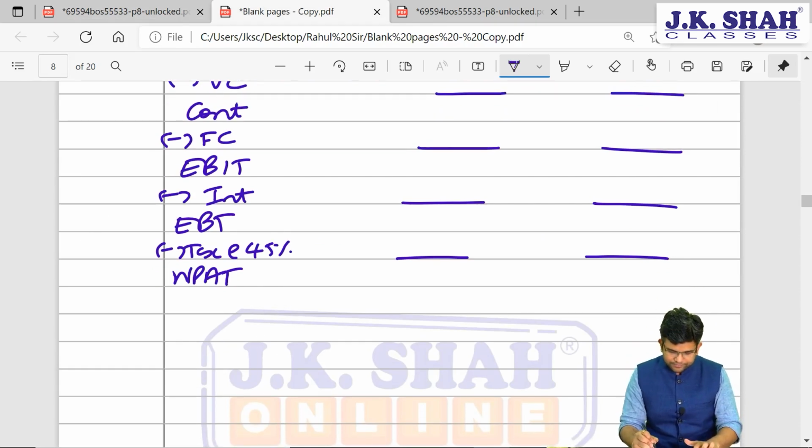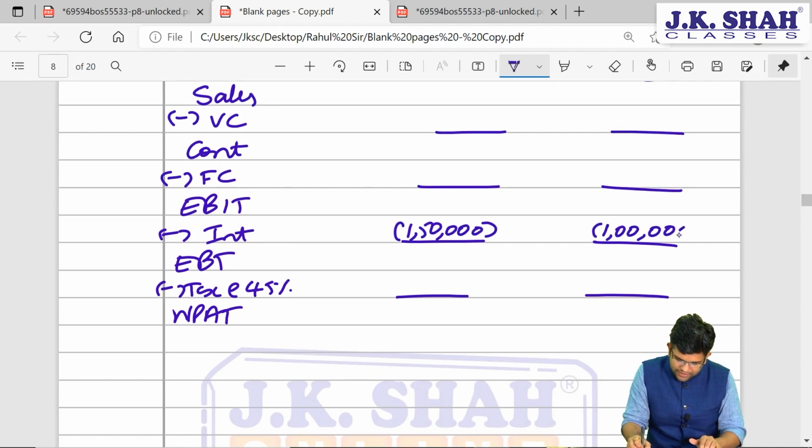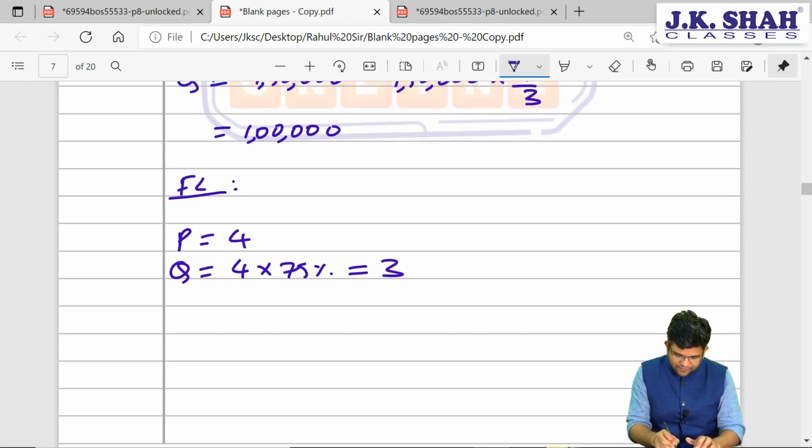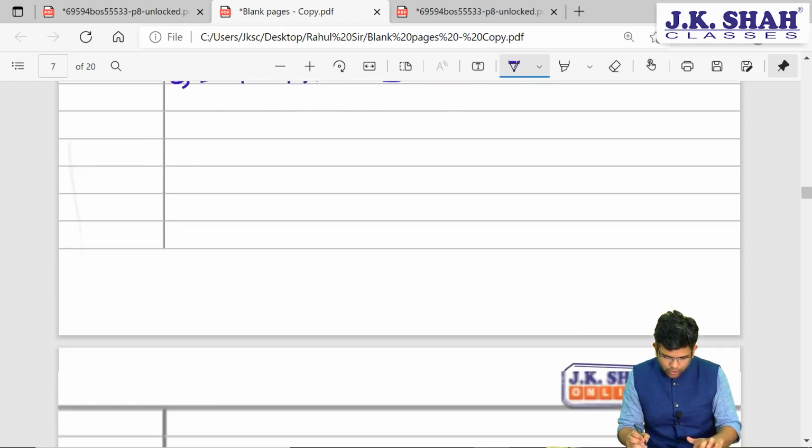Now children, let's see what all data is available. Interest we already have, right? We have the interest as 1,50,000 for P and 1,00,000 for Q. We had just now calculated it. Students, if we have interest and financial leverage, we can easily find out EBIT and EBT. I'll show it to you how.